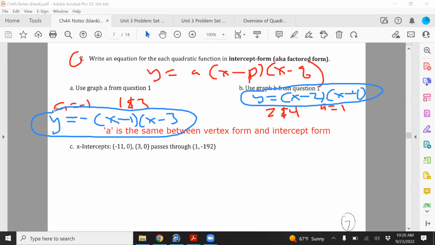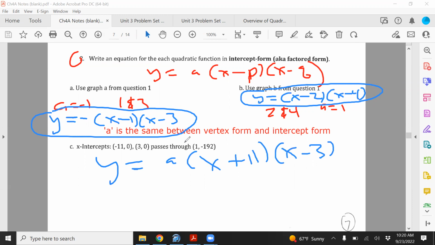All right, now this next one's not going to be as obvious as the other ones, but you do have the x-intercepts, right? So the x-intercepts are negative 11 and 3. Okay, so let's go to that. You have y equals a times x plus 11 and x minus 3. Why am I putting plus 11? Right, exactly. And of course, x minus 3.